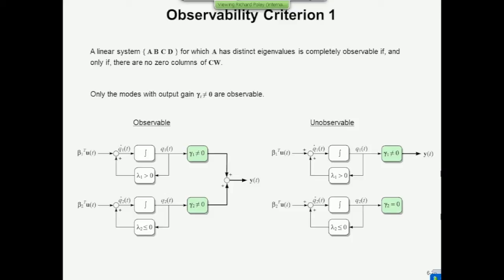The second column of the C matrix is 0, and therefore the second mode is not connected through to any of the outputs, and we have no way of detecting what the second mode is going to do.